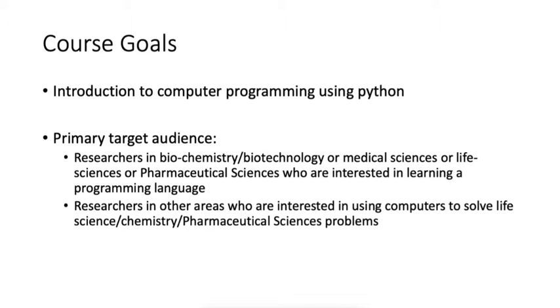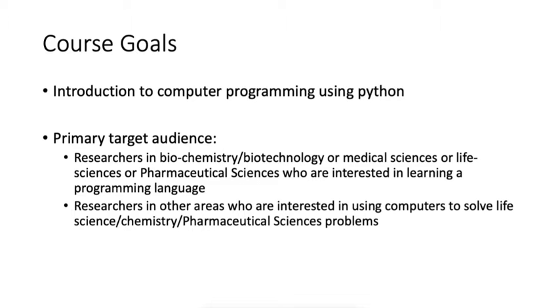The course goals are basically the introduction to computer programming using Python. And the primary target audience for this course basically comes from two spectrums. And these two are basically two opposite ends of the spectrum. The first group of people would be researchers in biochemistry, biotechnology, medical sciences, life sciences, pharmaceutical sciences, chemistry, who are interested in learning a programming language, whether to automate their tasks, whether to do some sort of analysis, or just to help them accelerate their research.